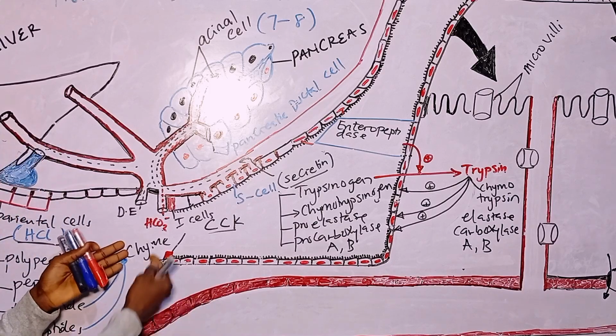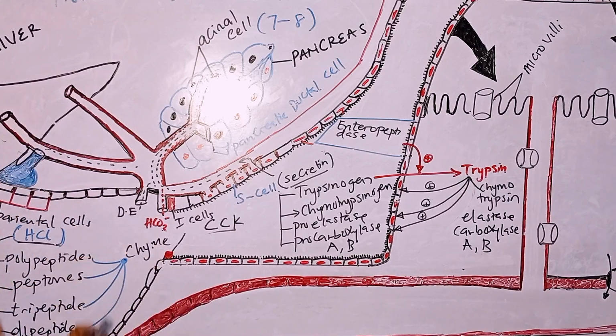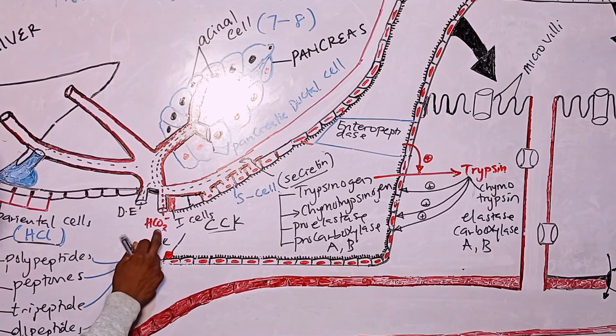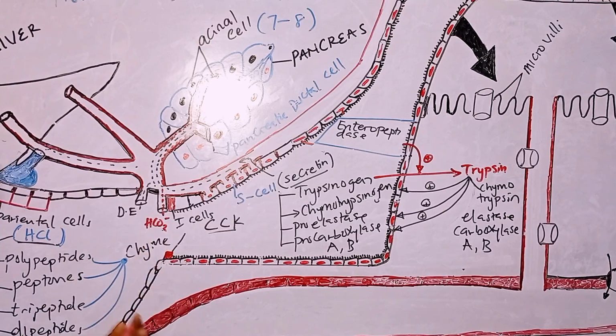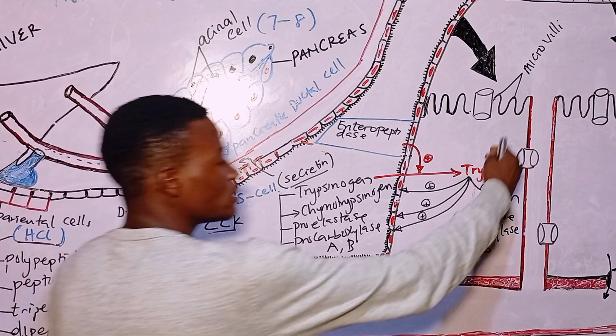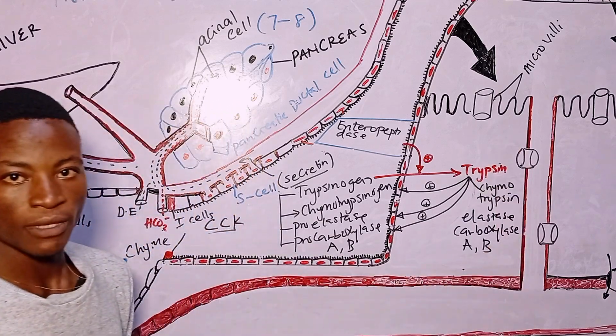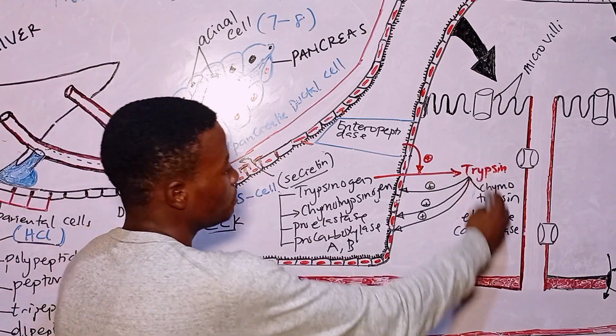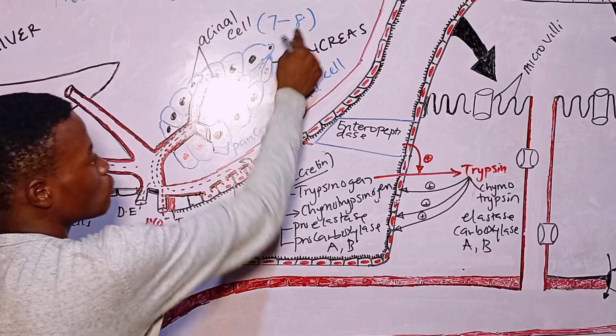On chyme. And don't forget, chyme contains the mixture of all these polypeptides, peptone, tripeptide, and also dipeptide that has basically mixed with the hydrochloric acid. And this bicarbonate will act on the chyme, neutralizing the acidic content of the chyme, making the action of all these enzymes optimal, because these enzymes actually require a pH that ranges between 7 to 8.